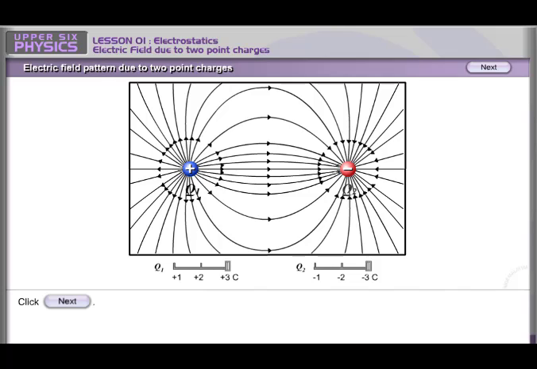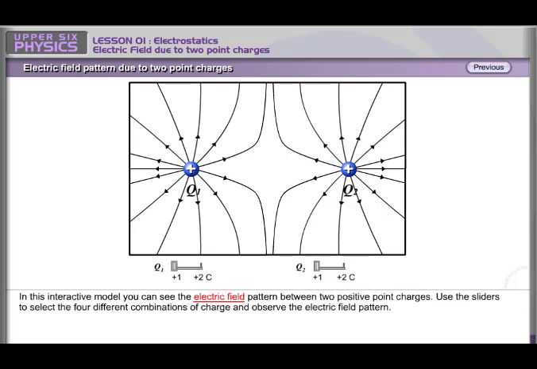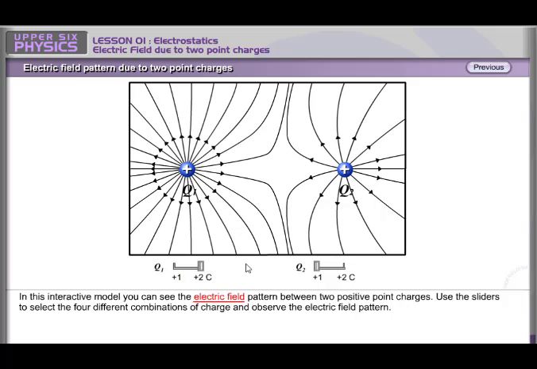Click the Next button. In this interactive model, you can see the electric field pattern between two positive point charges. Use the sliders to select the 4 different combinations of charge and observe the electric field pattern.